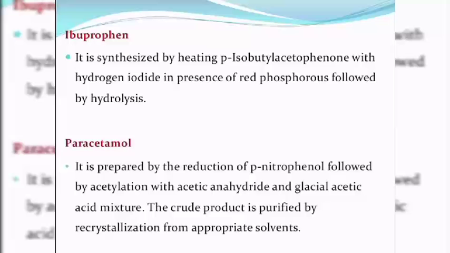And next is paracetamol. Paracetamol is prepared by the reduction of para-nitrophenol followed by acetylation with acetic anhydride and glacial acetic acid mixture. The crude product that is obtained is purified by recrystallization from appropriate solvents.